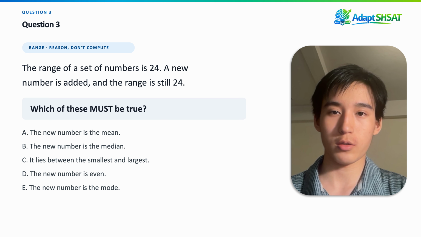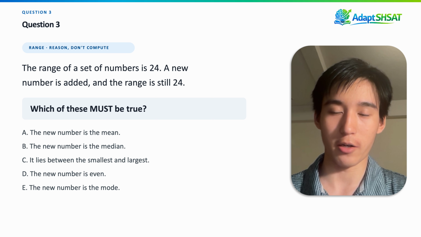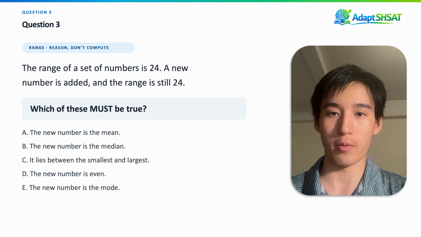Now read these answers, pause, and you should read "must" carefully because the word "must" is very important here. So take your time.